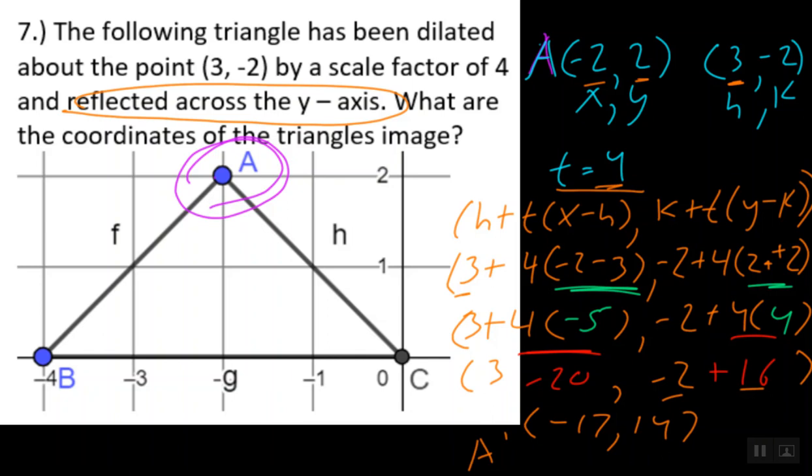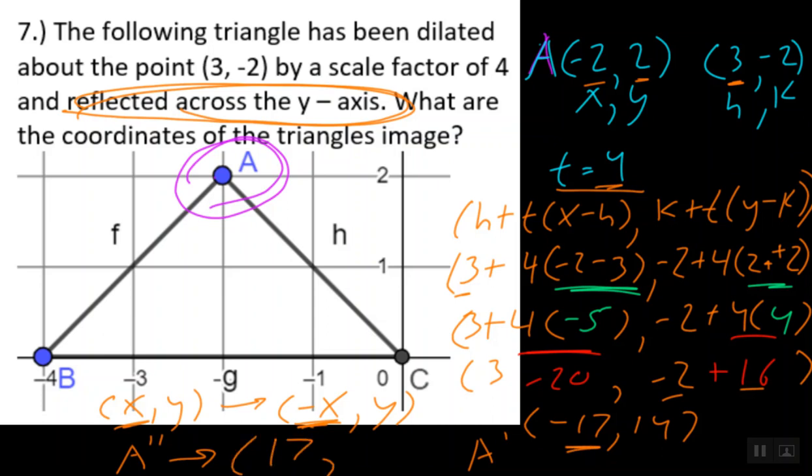But remember, we're actually doing two transformations. We're also reflecting across the y-axis. So the rule for reflecting across the y-axis is that x, y will then become -x, y. And so if it's defined as a double prime, we simply change the sign of the x value. So our negative 17 becomes a positive 17, comma 14. Our y value stays the same. Now, if that's not the answer, you will have to repeat the process for B double prime and or C double prime. All right, let's move on.